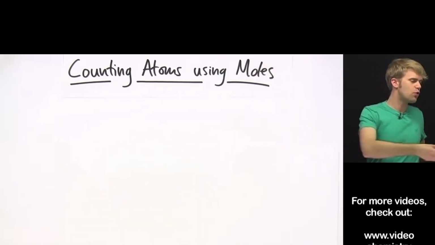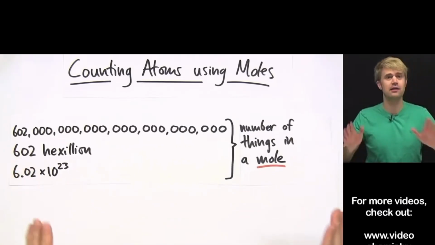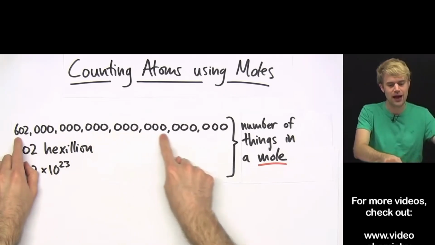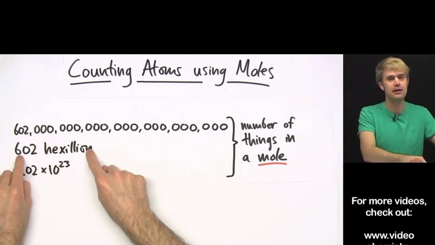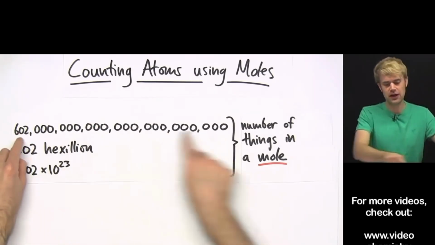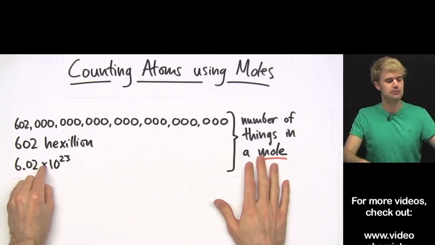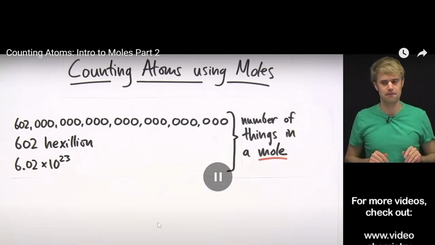So, just a quick review of moles. A mole is kind of like a dozen, except there are 12 things in a dozen, and there are 602 hexillion things in a mole, and we often abbreviate this number in scientific notation as 6.02 times 10 to the 23rd. Okay, so I'll give you a second to copy that down.